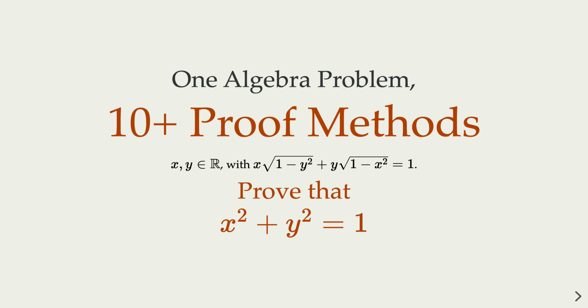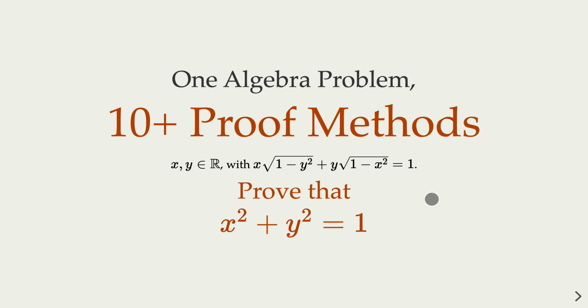Today we're going to look at one algebra problem where we have x, y in real numbers and satisfy this equation here, right? And we want to prove that x squared plus y squared equals 1. In other words, (x, y) as a point must be on the unit circle. There are actually many different methods for this problem. We're going to cover some of them.